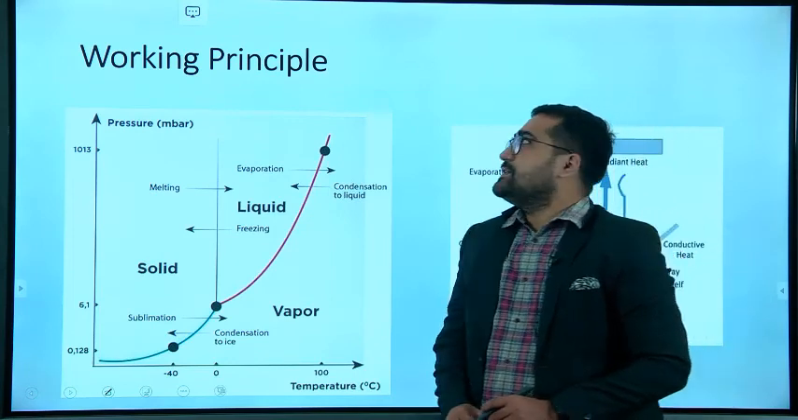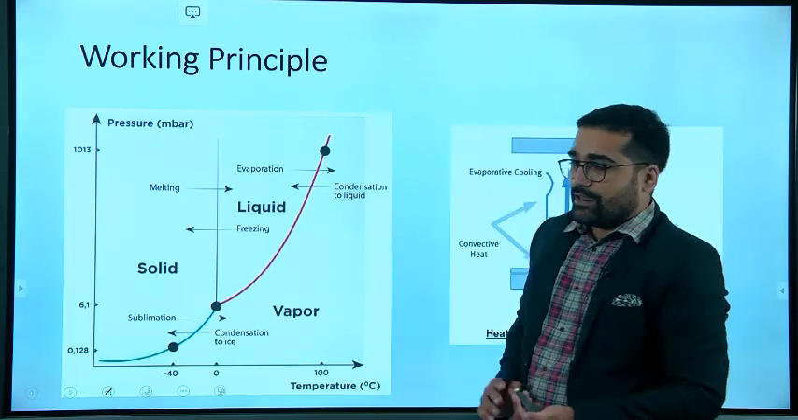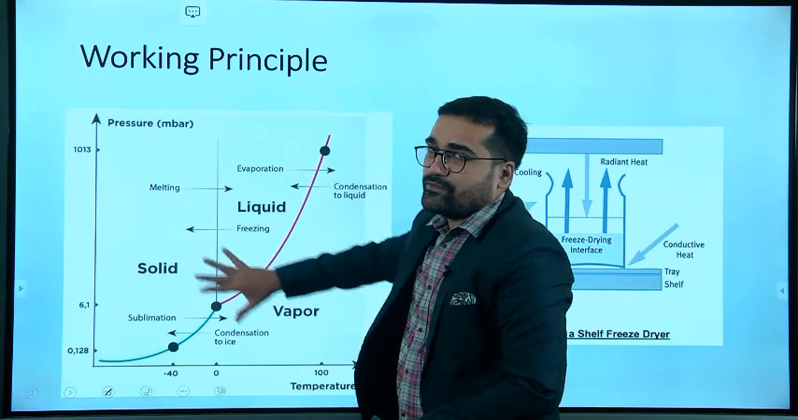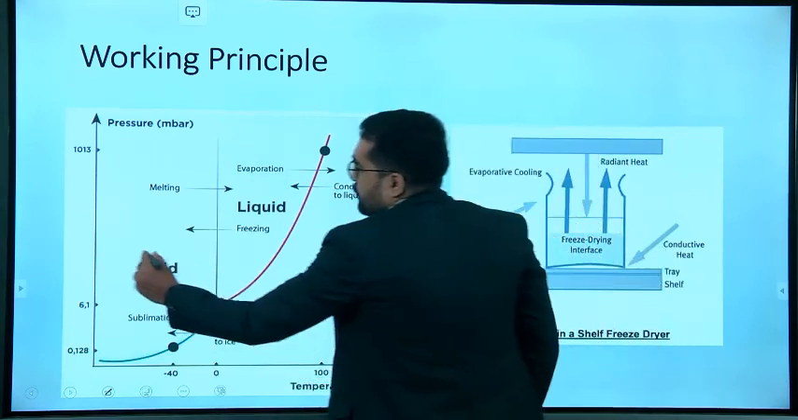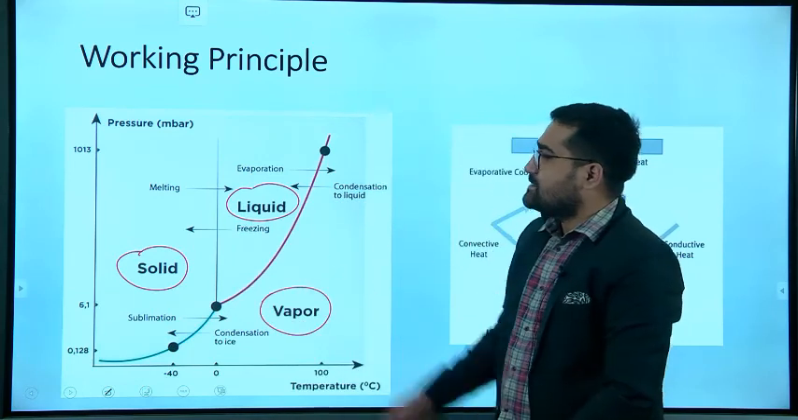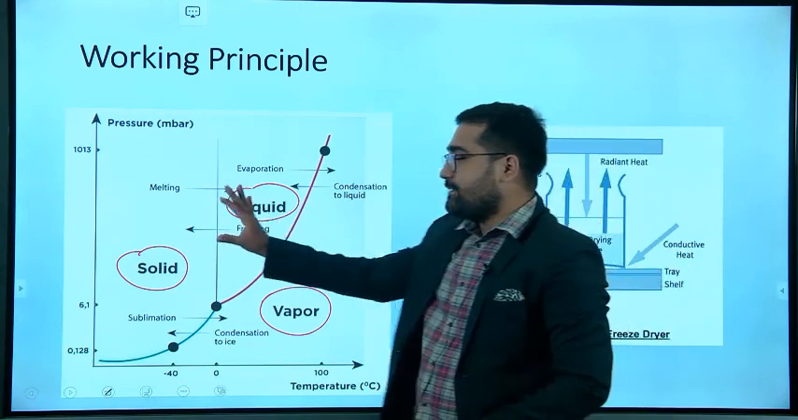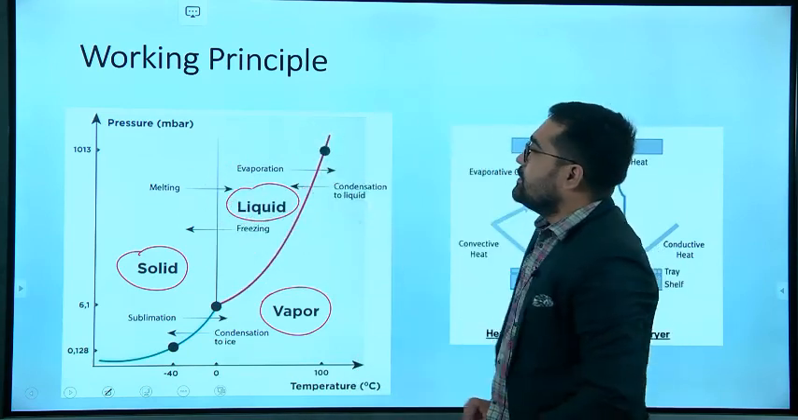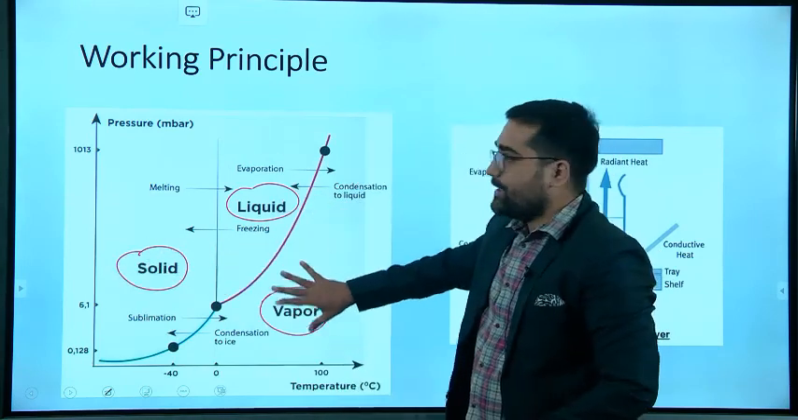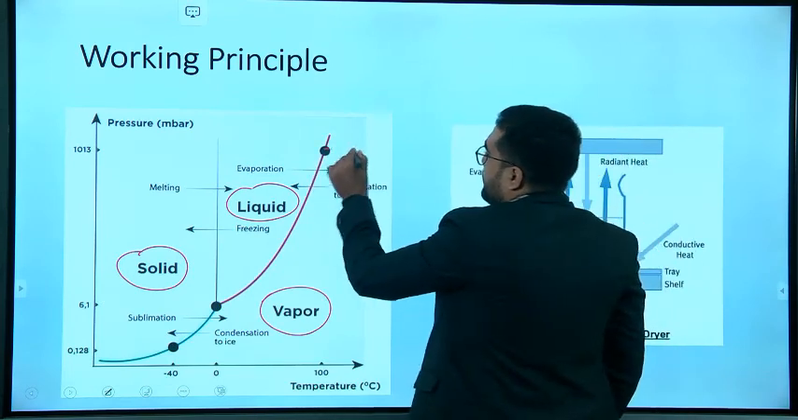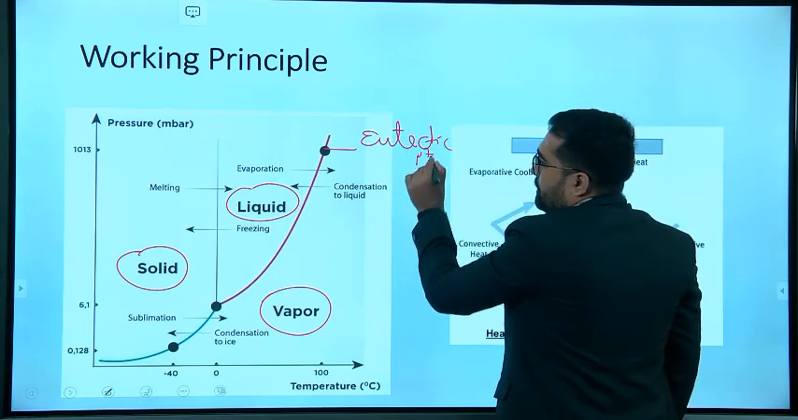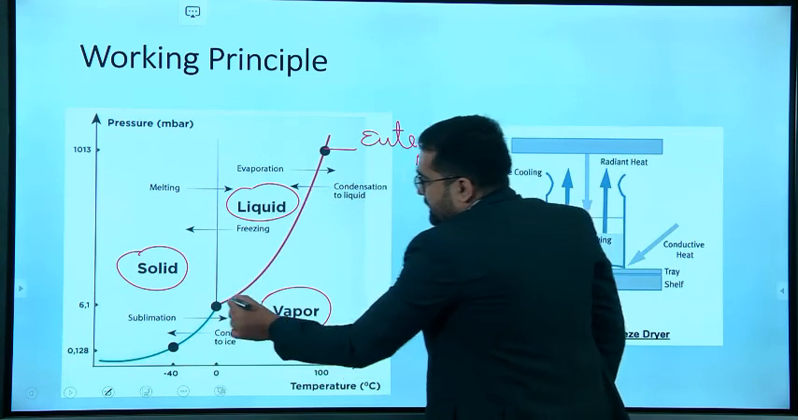So now we will see the working principle of freeze drying. Here we have the three stages of a product: liquid, solid, or vapor. This diagram is also known as the phase diagram of a product. So it can be solid, liquid, or vapor phase. Now we are talking about the eutectic point. So this is the eutectic point, and this is the triple point.